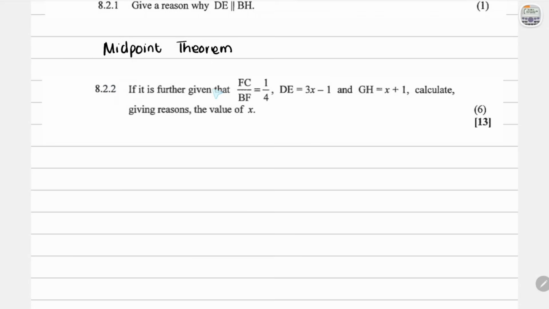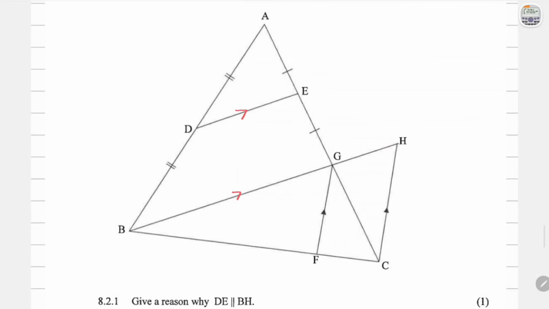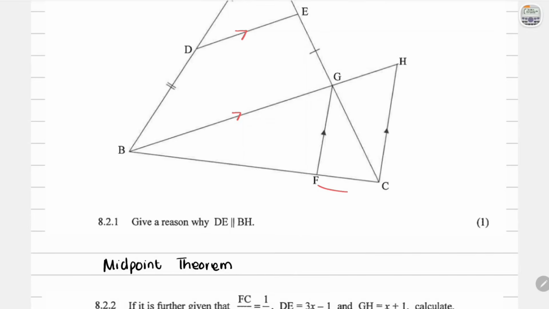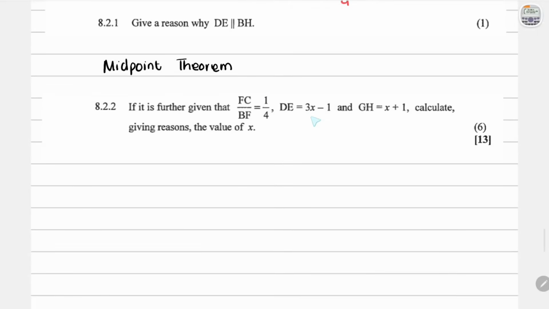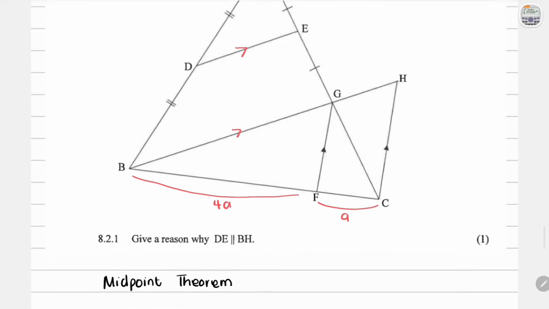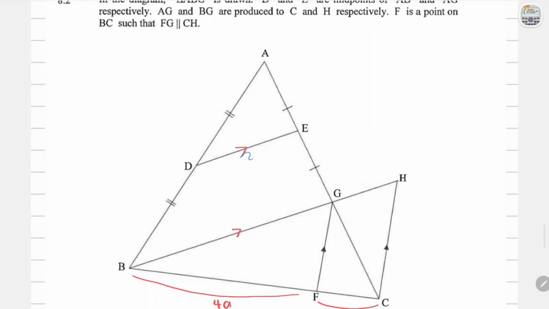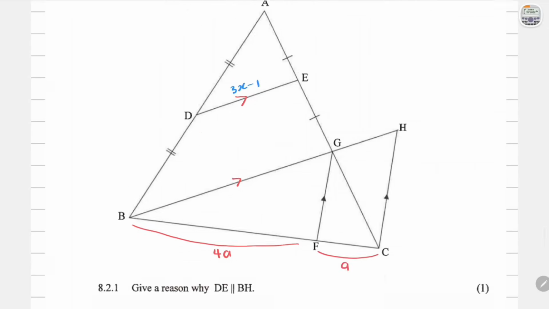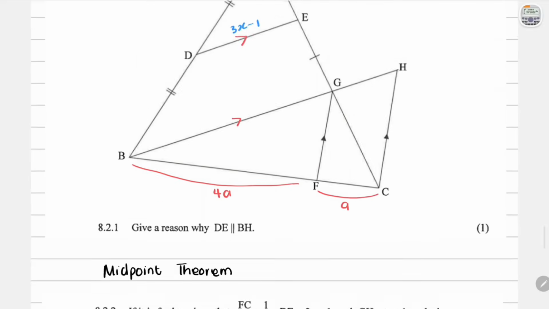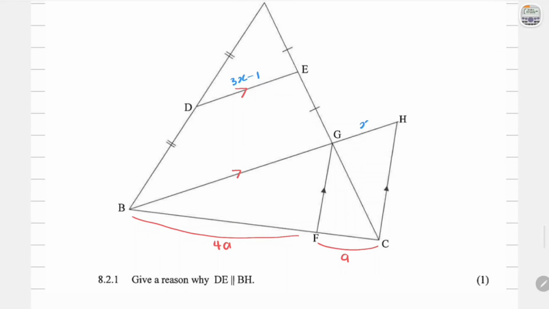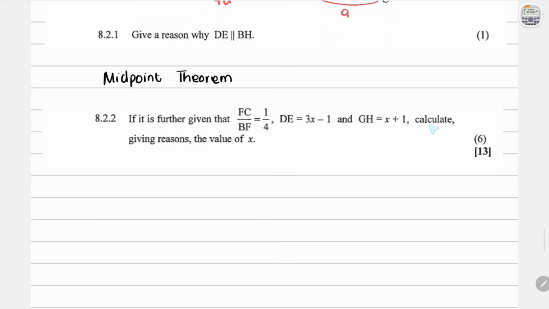Question 8.2.2 says, if it is further given that FC over BF is equal to 1 over 4, it's best to start putting that down. So FC over BF. FC takes 1 part, so we can call that A. BF takes 4 parts, so we can call that 4A. Okay, so that's what we have there. And then they say DE equals 3x minus 1, and GH is x plus 1. So GH, this part, is x plus 1. And they want us to calculate, giving reasons, x.